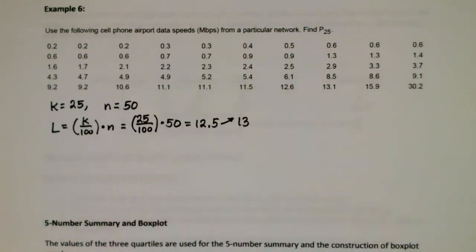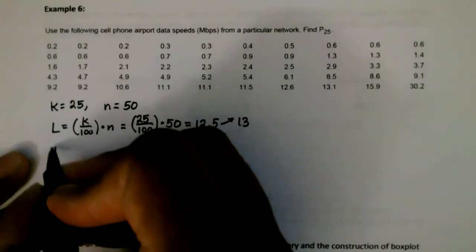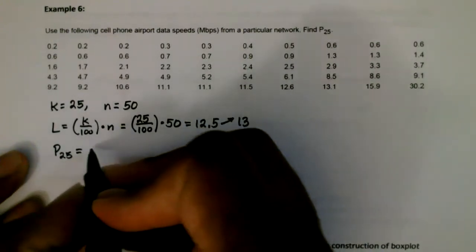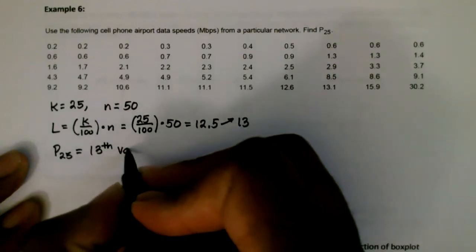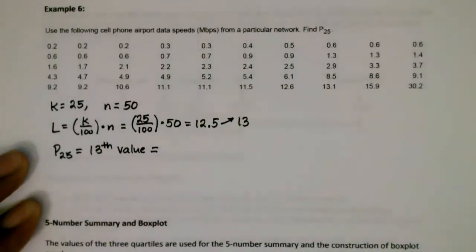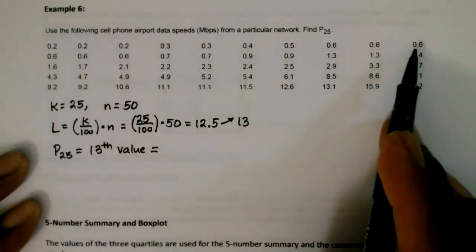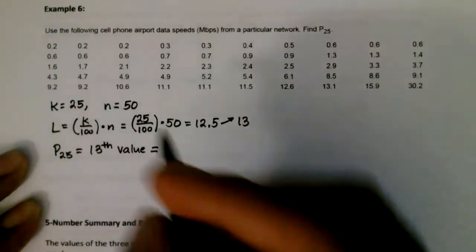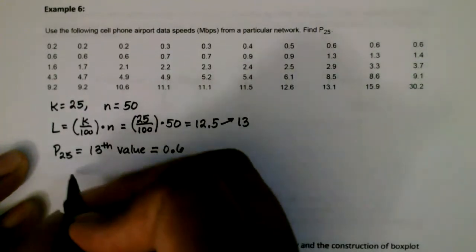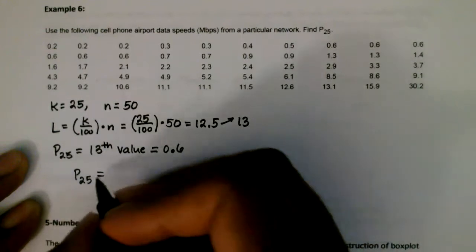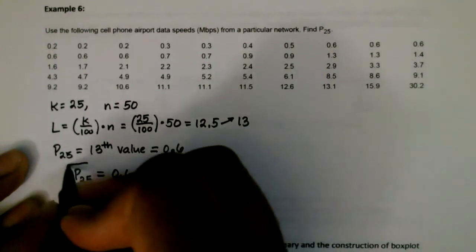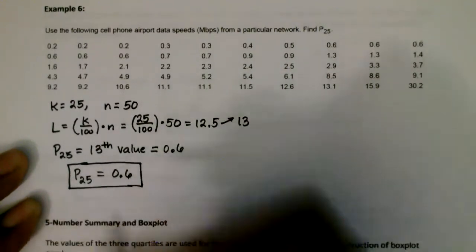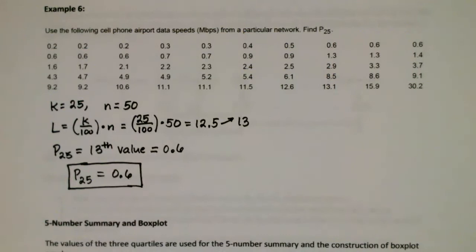So that 13 represents the 13th number in that data set. So the 25th percentile is the 13th value. So I need to count to the 13th value here. So that first row, that's 10, 11, 12, 13. And the 13th number there is 0.6. So that means 0.6 represents the 25th percentile. Okay.